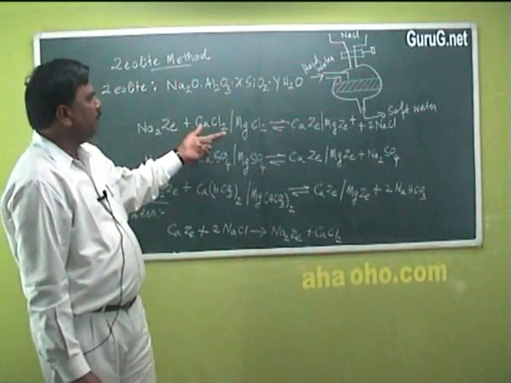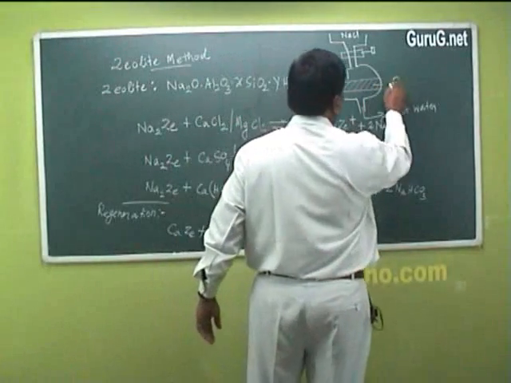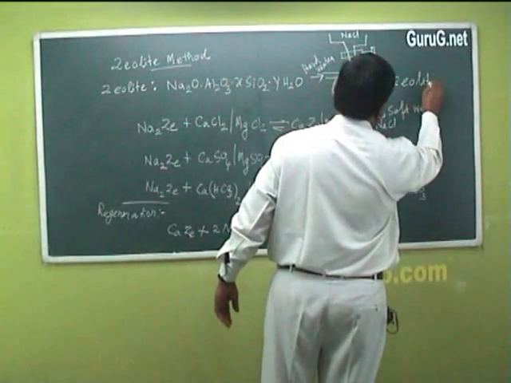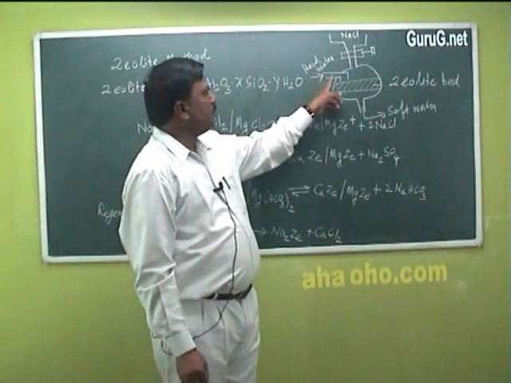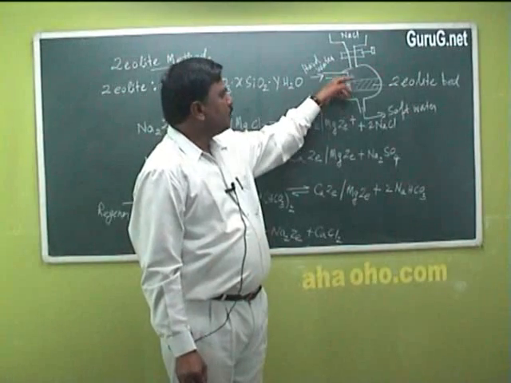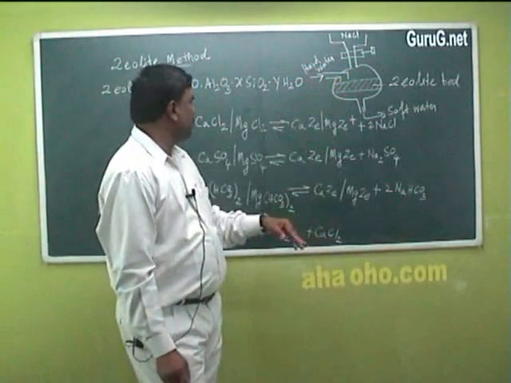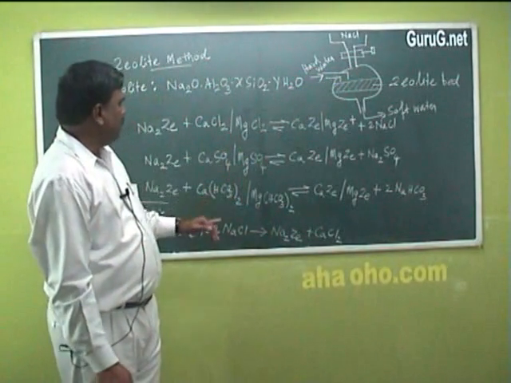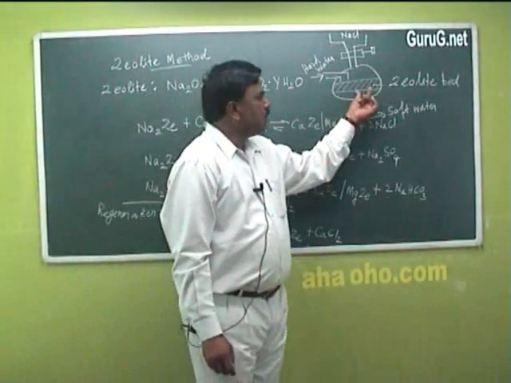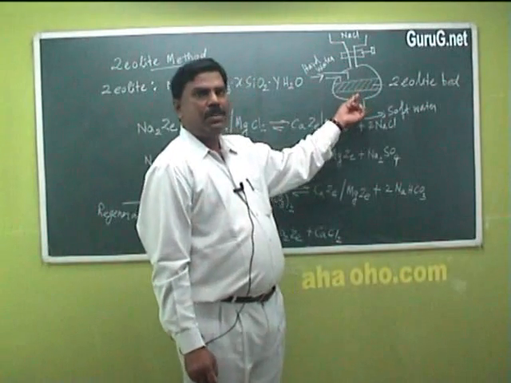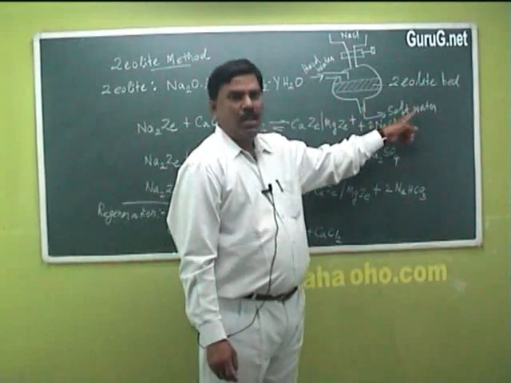And this is the diagram. For example, this is the zeolite bed, and hard water is going inside. Passing through this zeolite bed, all these hardness producing ions, for example calcium, magnesium, and bicarbonates present in the water, are absorbed in the zeolite. The water coming out from this zeolite bed, without any hardness producing ions, is coming out as soft water.